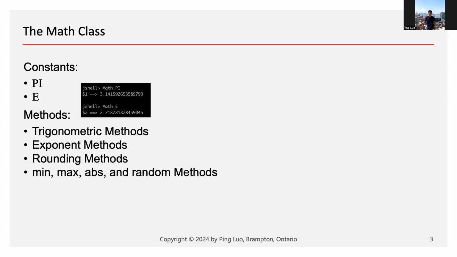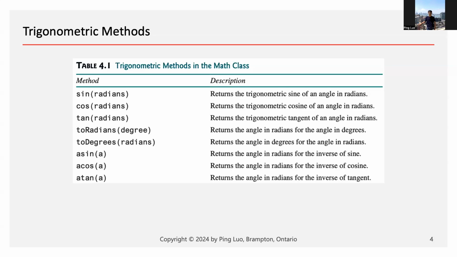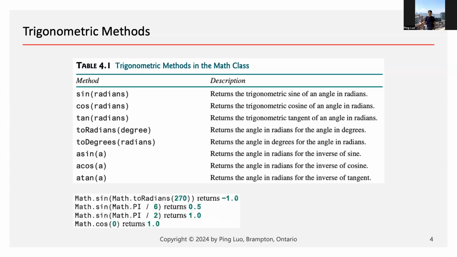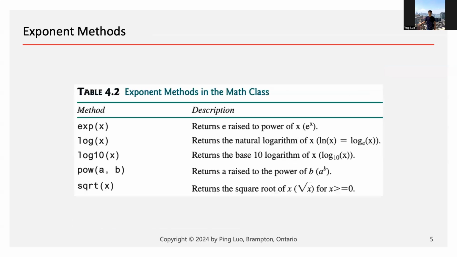There are also other types of methods, similar to mathematics. We have learned those methods before, right? This time when we use them, we just add Math at the beginning, and the calculation is exactly the same as in mathematics. There are the exponent methods, pow to compute the power, and sqrt to compute the square root.